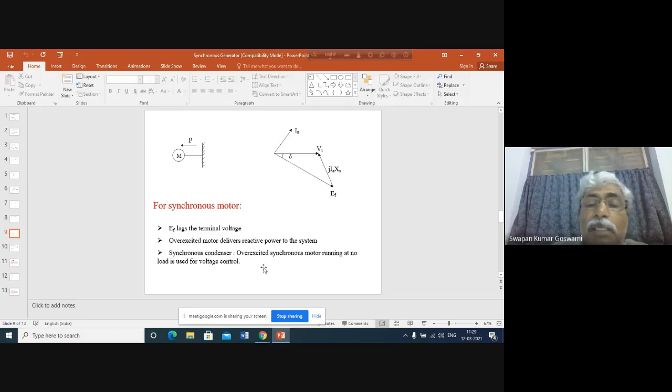Is it clear? That means a synchronous motor installed in the power system for voltage control purposes will be operated at no load condition with excitation current more than the normal excitation. This particular operation of the synchronous motor is called a synchronous condenser or synchronous phase modifier. All right, is it clear? Yes, sir. And is the role of the synchronous motor clear to you? Okay, if this is clear, now let us move on.